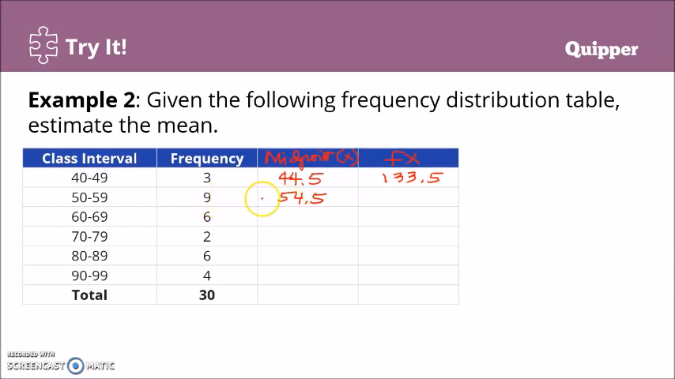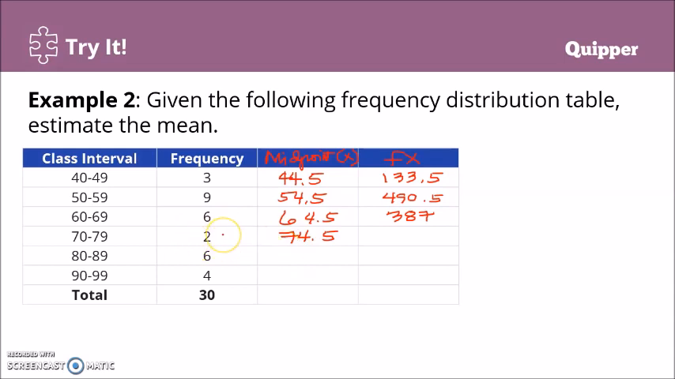54.5. Multiply lang natin yung dalawa times 9. So, we have 490.5. Next, we have 60 to 69. 60 plus 69 equals 129 divided by 2. That's 64.5. I-multiply lang natin sa 6 times 6. That gives us 387. Yun. Next, we have 70 to 79. 70 plus 79 divided by 2, that's 74.5.